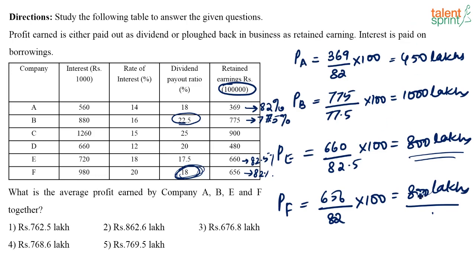Now what are they asking? You have to find out the average of all this. That is 450 plus 1000 plus 800 divided by 4. So I think you will get the answer as 762.5 lakhs.